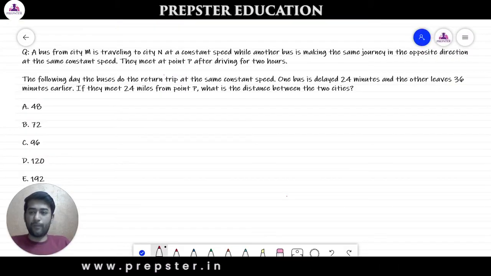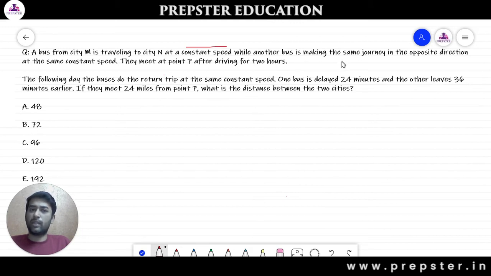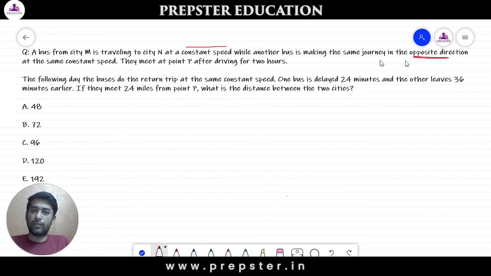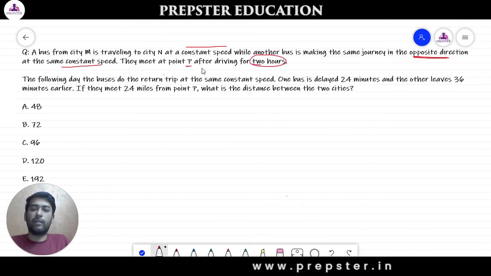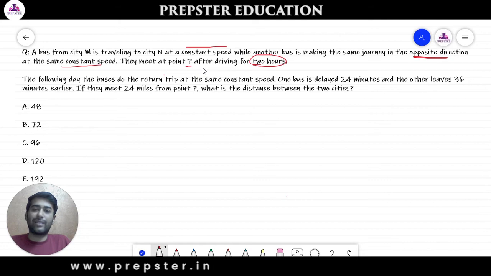So here we go. A bus from city M is traveling to city N at a constant speed, while another bus is making the same journey in the opposite direction at the same constant speed. They meet at point P after driving for 2 hours. That means we have been given that both the buses travel at the same speed. So let's say the speed is S and they travel for 2 hours.